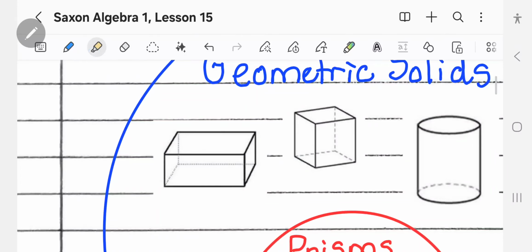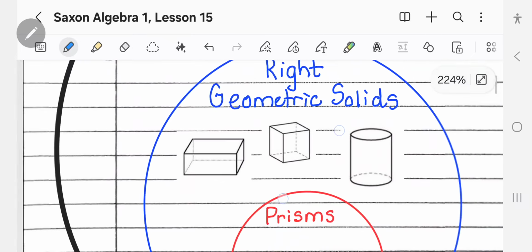Here you could call this top and bottom, left and right, front and back, any of those as your bases. With the cylinder, you would call the top circle and the bottom circle the bases. Now, from our perspective, it looks almost like an oval, but it is a circle, it just looks different because of our perspective.